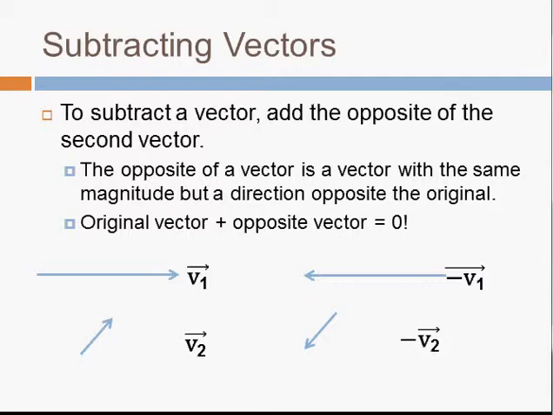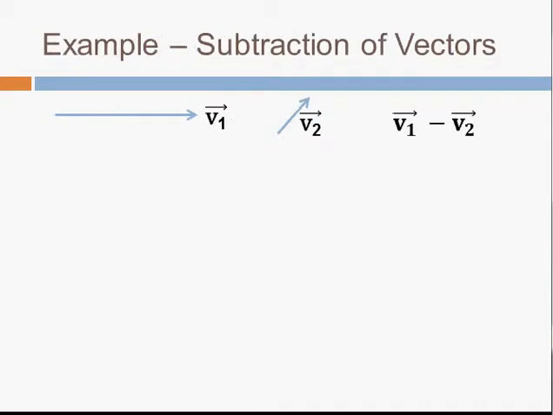So when we subtract vectors, we're just going to add on the opposite vector. We just flip the arrow around and would continue on as normal. Let's see how that works. So here I have v1 and v2. Notice v1 is the long arrow to the left, v2 is a shorter arrow up and to the right. I want to do v1 minus v2. So when I do this, I'm really going to add v1 plus negative v2, which looks like this.